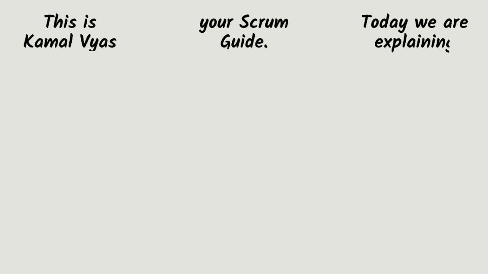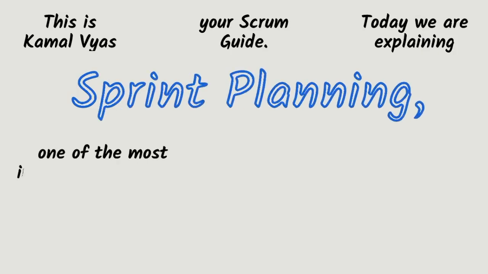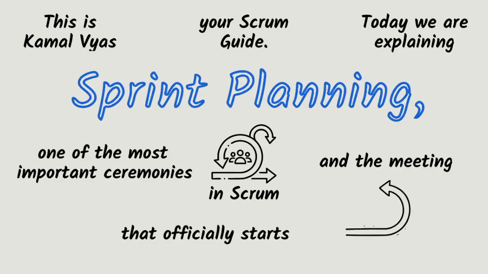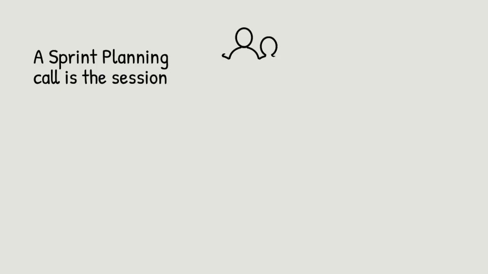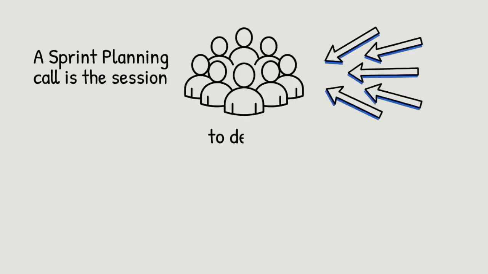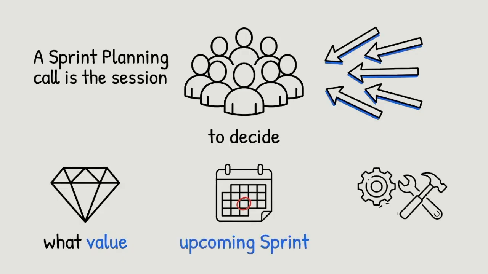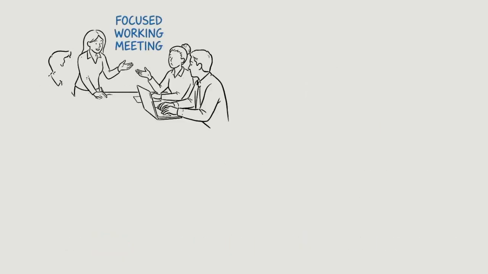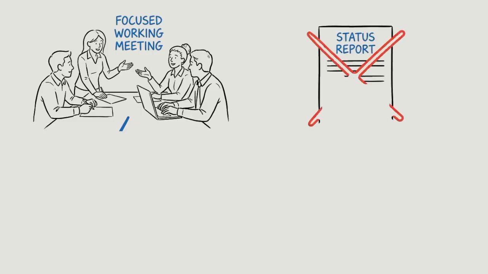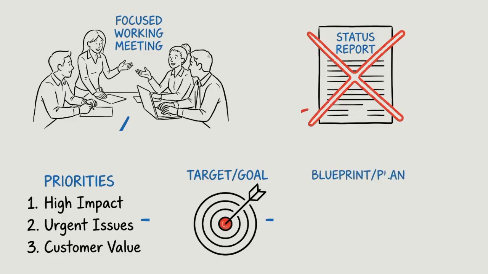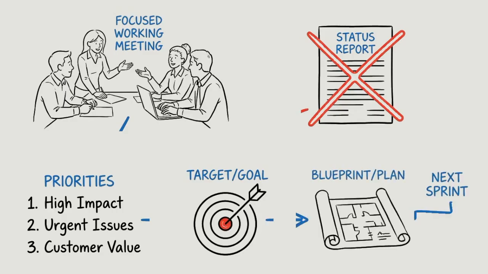Today we are explaining sprint planning, one of the most important ceremonies in Scrum and the meeting that officially starts every sprint. A sprint planning call is a session where the Scrum team comes together to decide what value they'll deliver in the upcoming sprint and how they will deliver it. It is a focused working meeting and not a status update. The team looks at priorities, understands the goal, and creates a realistic plan for the next sprint.